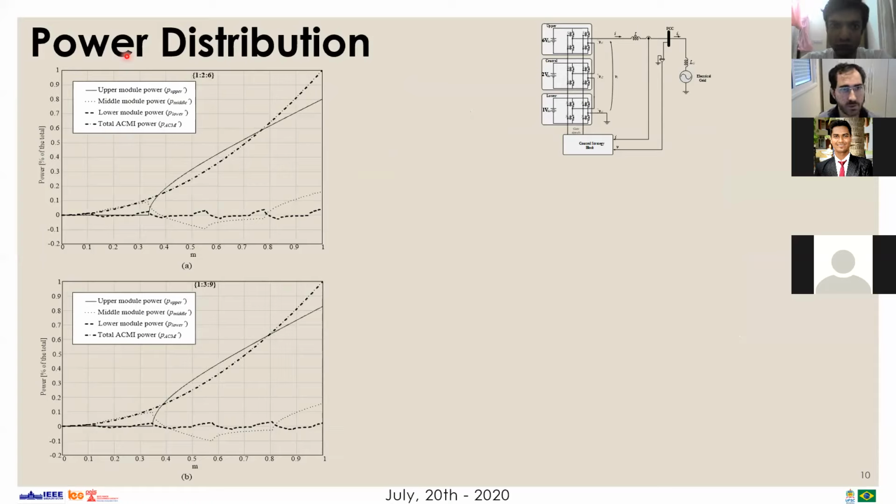Let's try to understand those equations here in charts. Again, the inverter is right here, connected to the grid. And these are two charts. This is valid for the voltage ratio 1:6, and this for 1:3:9. Let's consider just this one because they are quite similar. So we have here the voltage ratio 1:6, and we can see here four curves. This curve here is the total power, the power that I'm injecting to the grid. This line shows the power processed at the upper module, this shows the power processed at the central module, and this shows the power processed at the lower module.